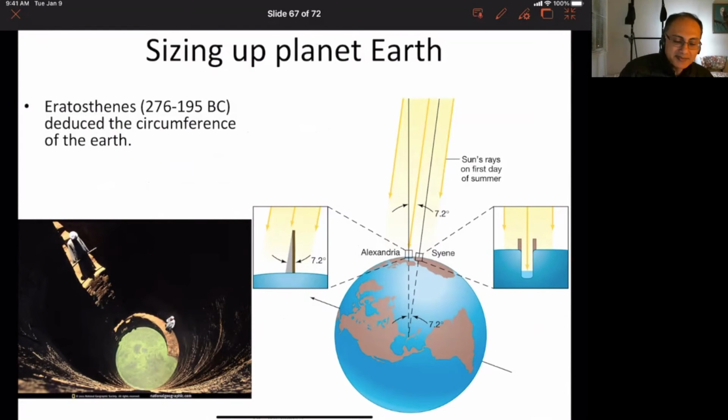So Eratosthenes was a very brilliant person who lived from 276 to 195 BC, much earlier than Aristotle, and he figured out a lot of things because he was just insanely clever. He was able to figure out that the Earth is round. He was also able to measure the circumference of the Earth, but we'll skip that.